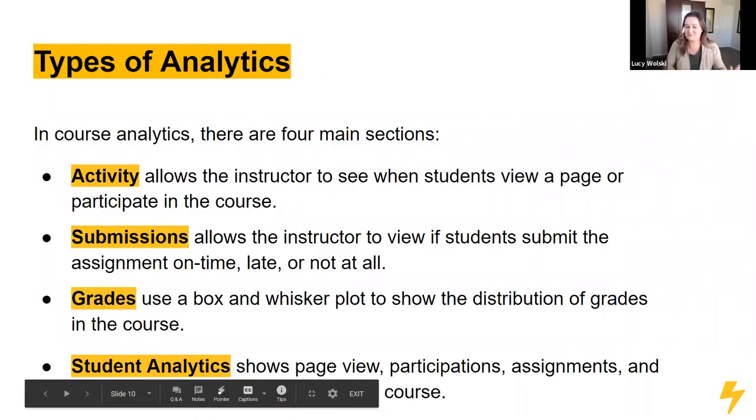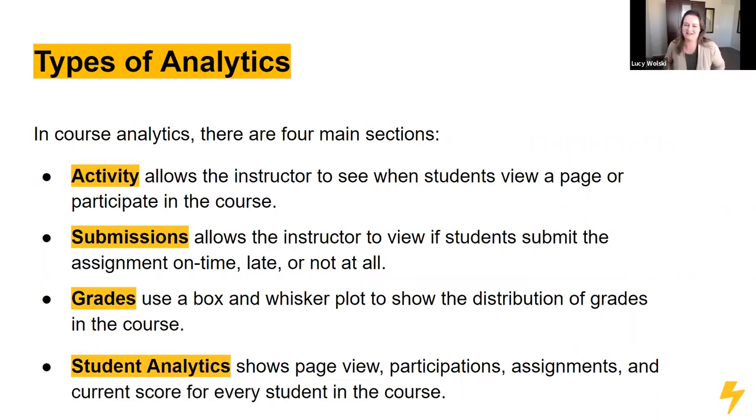For the purposes of this presentation, I'm not covering all of analytics, but in course analytics, the four main sections are activity, submissions, grades, and student analytics. Activity will show page views and participation. Submissions will show you if a student submits early, on time, late, or not at all. Grades will show you a nice box and whisker plot of grade distribution. And student analytics will show you all these things: page views, participations, assignments, current score for every individual student in your course.